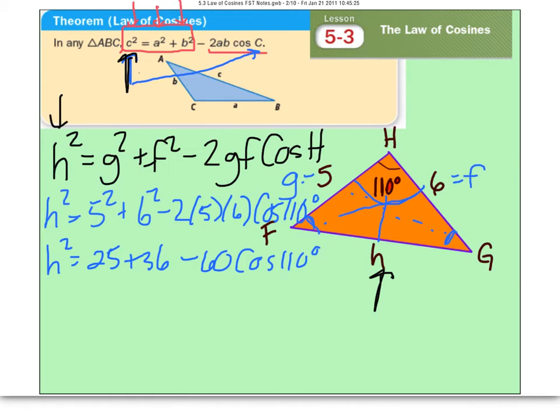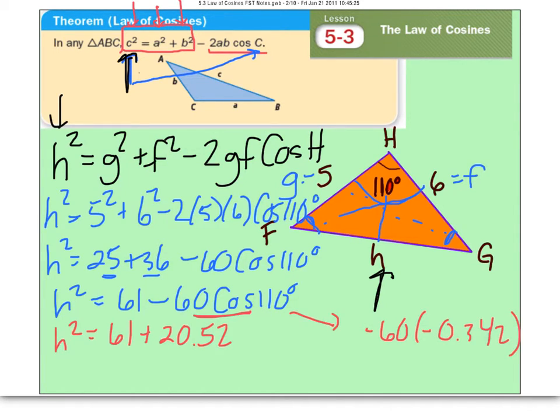Now, I'm going to bring together these 2 numbers next and have h squared equals 61 minus 60 times the cosine of 110. Now, do not forget your order of operations. Order of operations says you multiply before subtraction, so do PEMDAS. You must multiply negative 60 times the cosine of 110. So in the calculator, type negative 60, be in degree mode, do the cosine of 110. When you do that, what you're going to get is negative 60 times cosine of 110 is a positive 20.52.